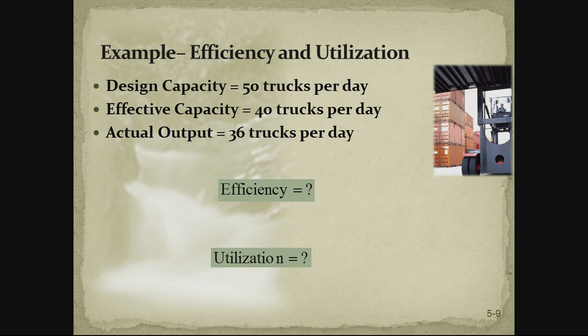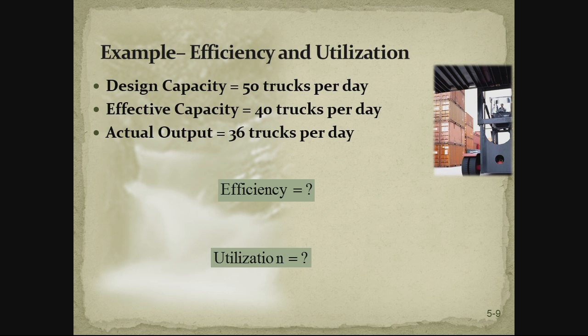You should remember that it's always a percentage. Efficiency and utilization should be from 0 to 1. If you get something bigger than 1, you should know automatically it's wrong, because these are measurements that should be percentages. Right? Okay, let's do that together.